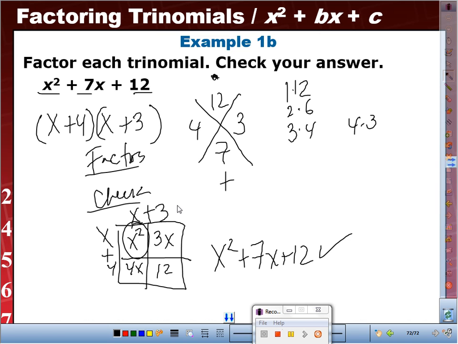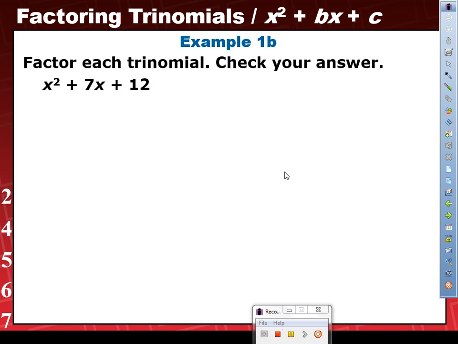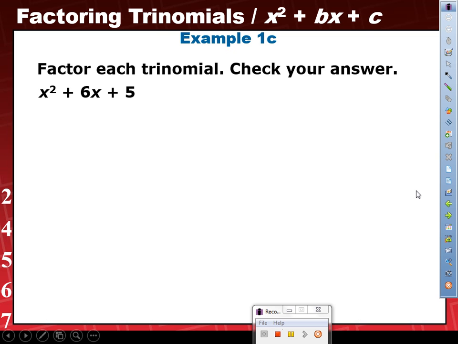So with that said, do this next one by yourself. For this next one, you don't have to check. I just wanted to show you how to check. For this next one, I want you to do everything else, though. All this, and see if you can go a little bit faster. Here we go. Example 1C. I want to see how you do with this one. X squared plus 6x plus 5. Go.